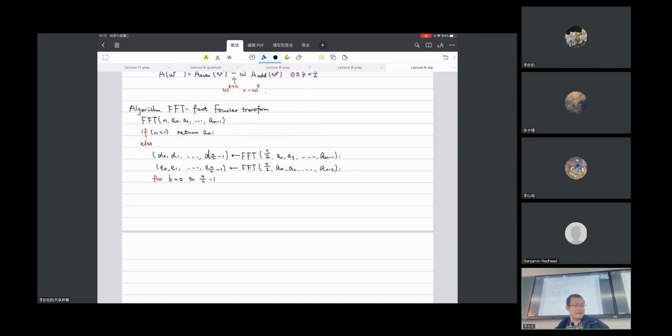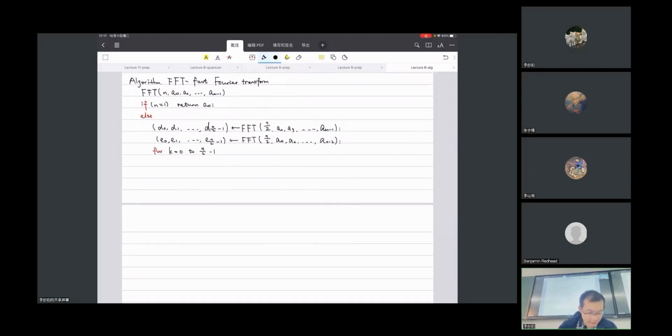After we call the FFT recursively, we need to recover the current function, the polynomial values. For doing that, we have omega to the k equals, we have a k here, divided by n. And also y k equals e k plus, and also this.